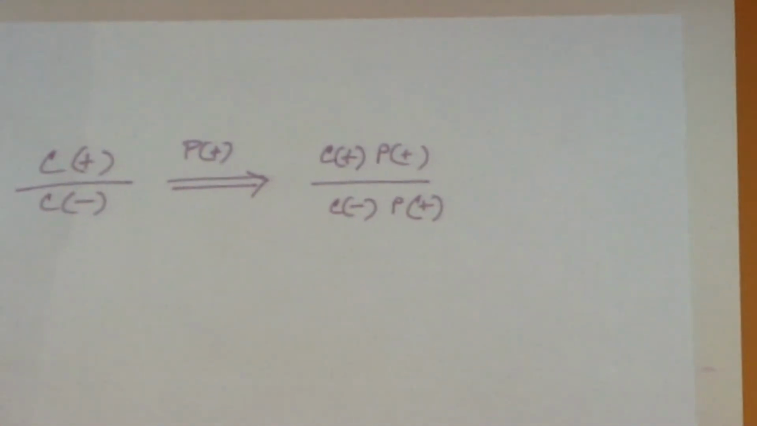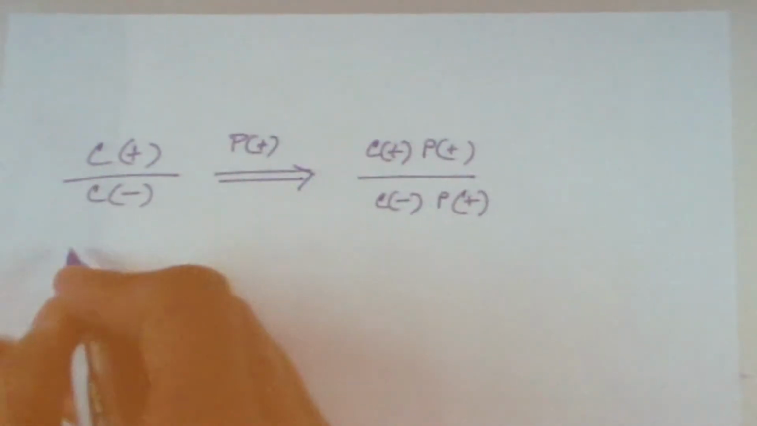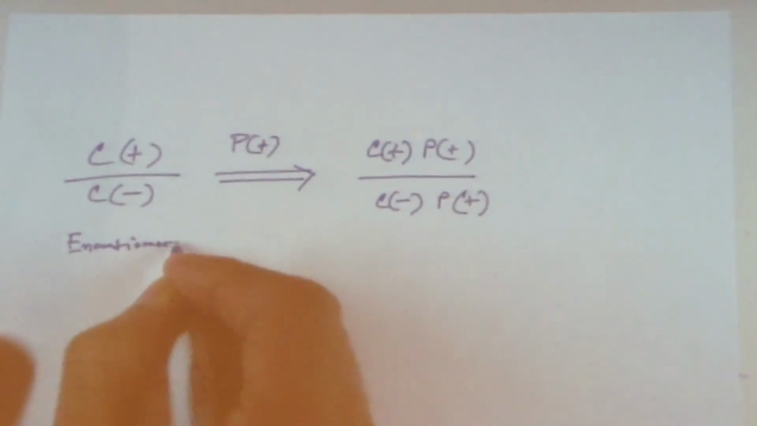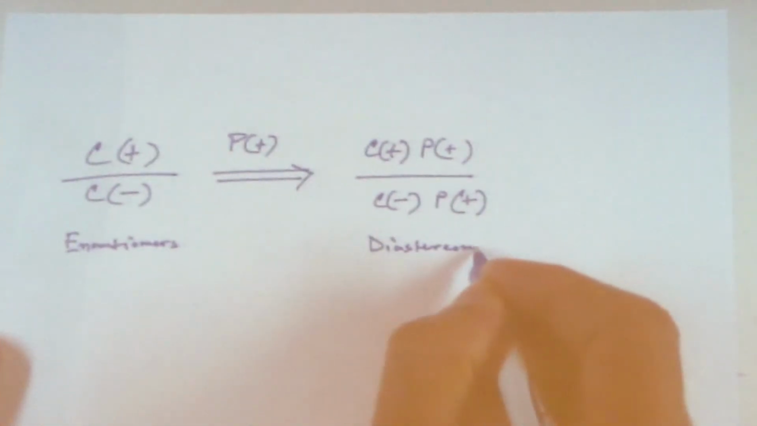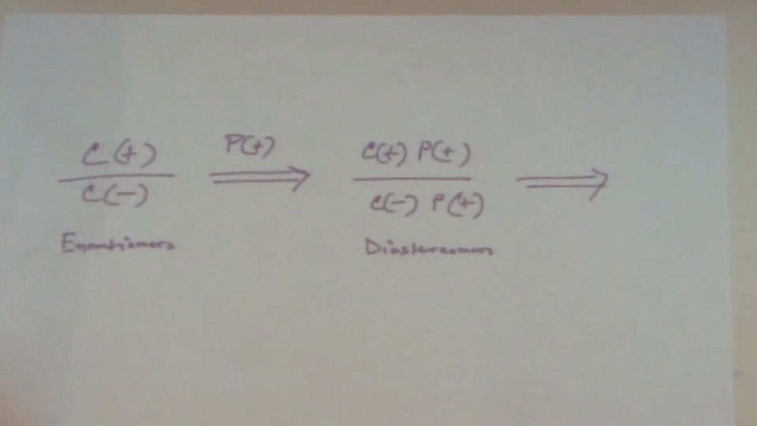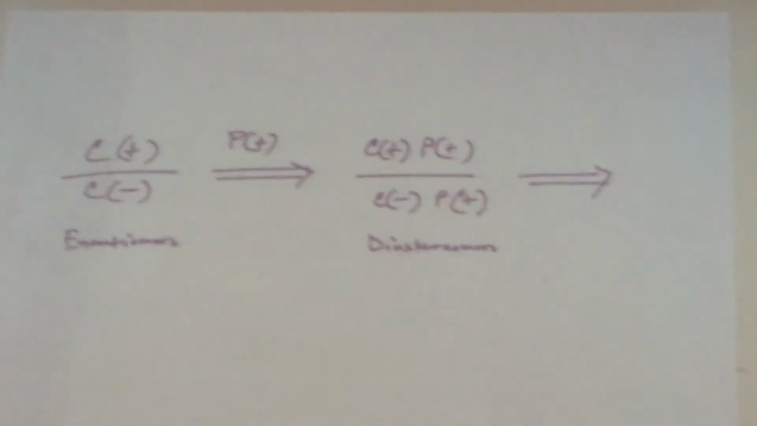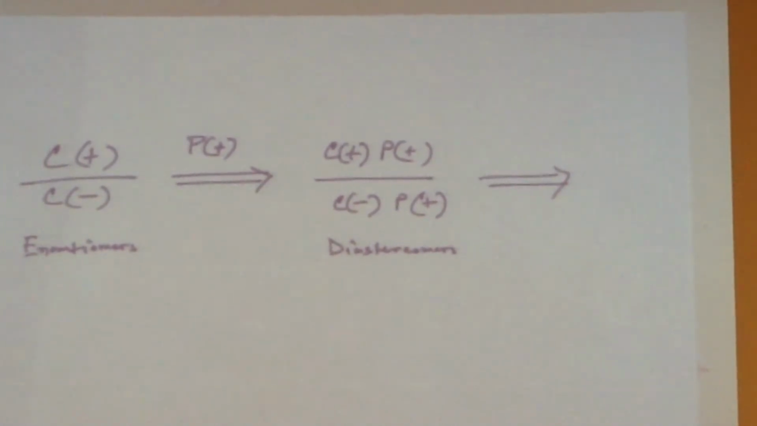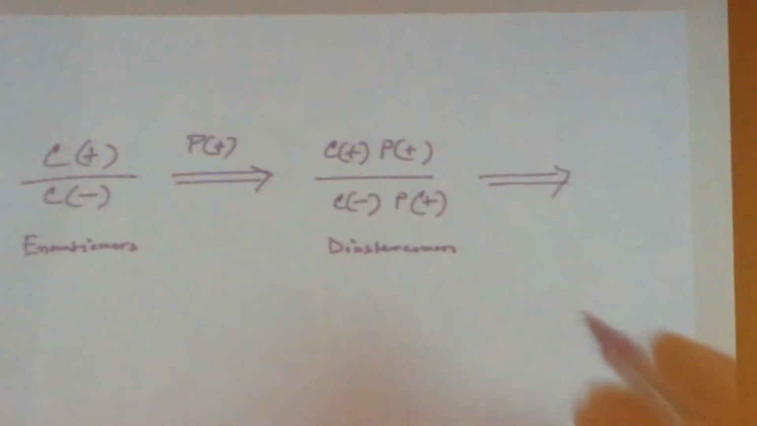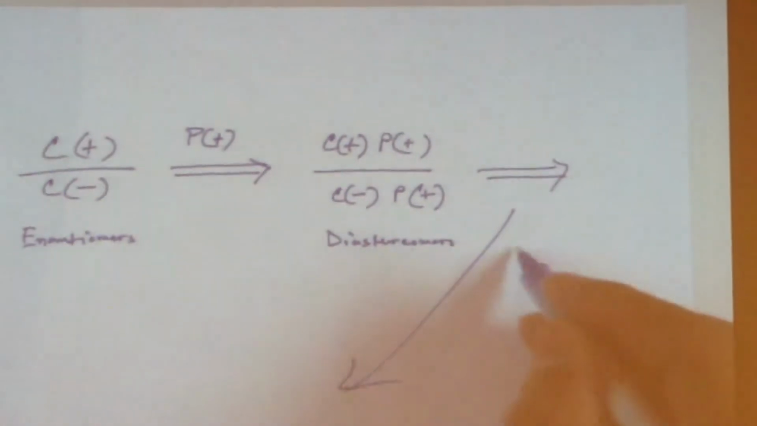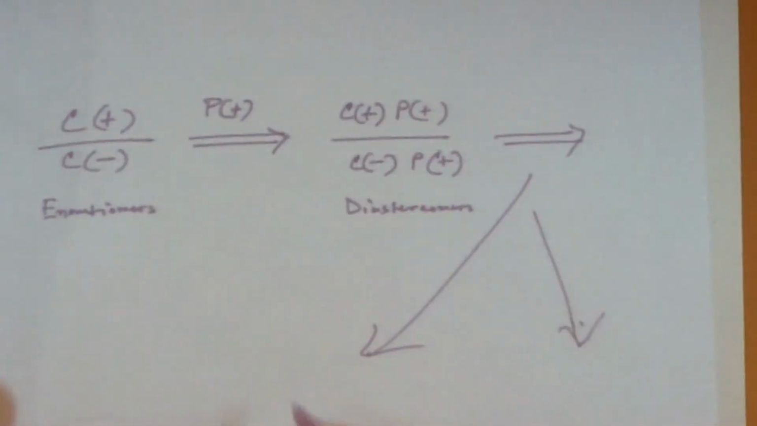So you form now from enantiomers to diastereomers. And now the separation becomes easier because they have completely different properties. And now you can use either chromatographic methods or other methods to separate them. Once you separate them, you need to reverse the reaction.